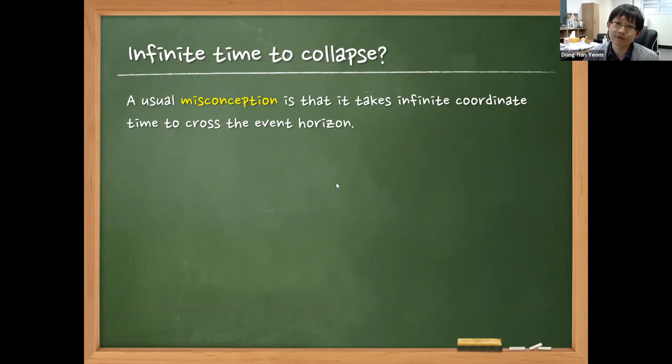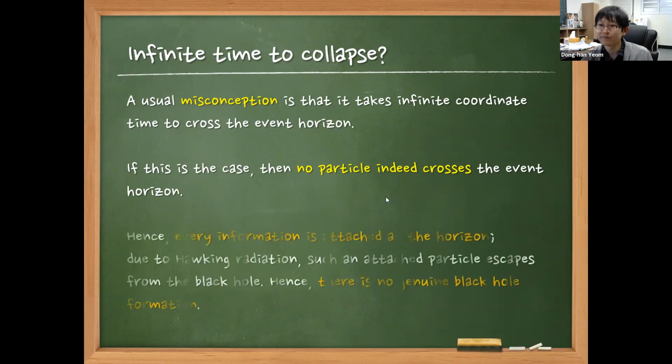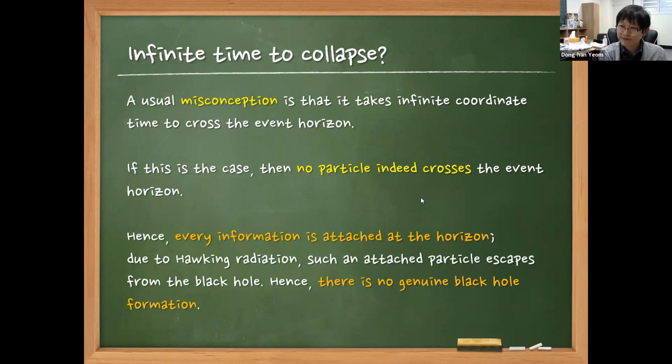So in terms of the outside observer, no particle indeed crosses the event horizon. Maybe you have heard this story. No particle indeed crosses the event horizon. Hence, every piece of information is attached at the horizon, and due to the Hawking radiation, such attached particles escape from the black hole. Therefore, there is no genuine black hole formation, and black holes are only attached at the horizon and escape from the black hole. This is the motivation of the membrane paradigm, and also related to the stretched horizon.